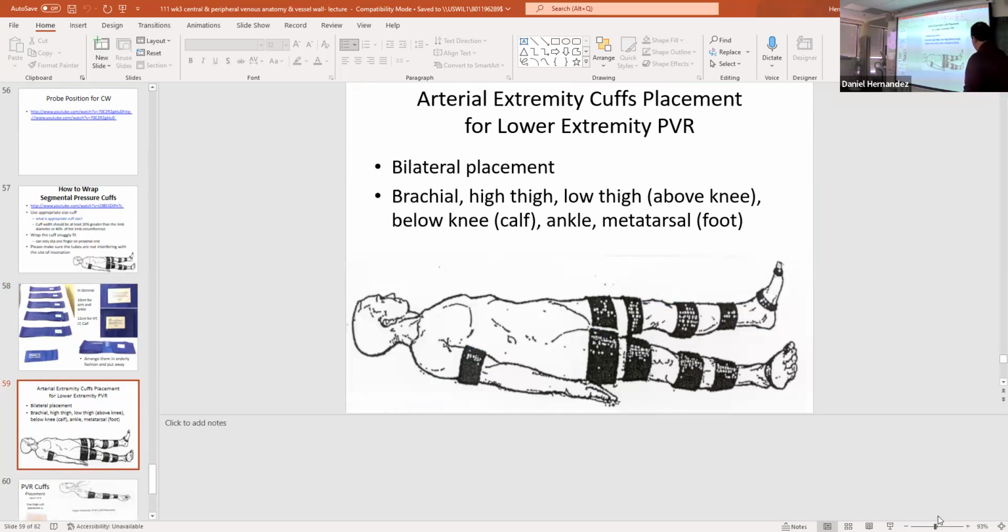This is showing the cuff placements. We did brachial and ankle last week, but now we're also going to be placing a calf cuff, a low thigh, and a high thigh cuff. This is a 4 cuff method, referring to the 4 cuffs of the lower extremity. We do have a metatarsal cuff that we're going to place to get pulse volume recordings for the metatarsals. The machine also comes with a little toe cuff if you have to get toe pressures.